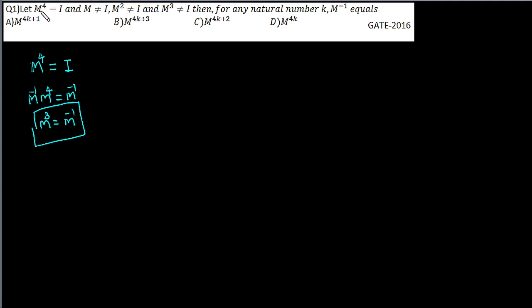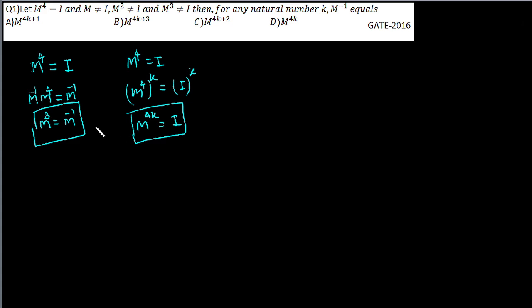So let's raise this equation to the power k. Simply M to the 4 equals I. Now let's raise the power of this equation. So M to the 4 raised to k, and we also raise the power on the right hand side, but it just gives the identity matrix again. So here we get M to the 4k equals again the identity matrix.